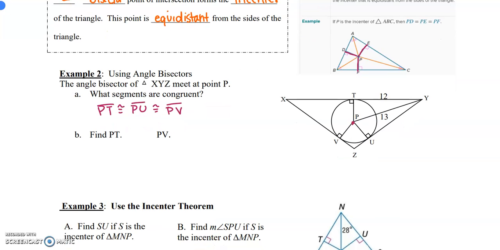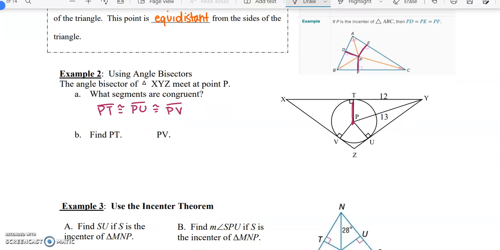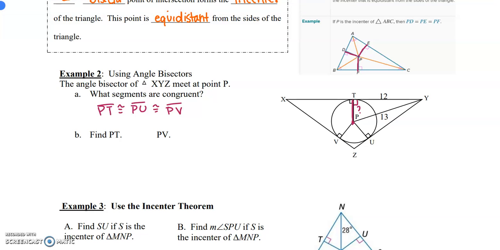So now, PT, what is this length here is the question. Well, we have a triangle and we do have a right angle right there. So with two sides, we're going to go ahead and use Pythagorean Theorem. So we're going to use our A squared plus B squared equals C squared. And remember, C is always our hypotenuse, so 13 in this case, and 12 would be one side, and our unknown is the other side.